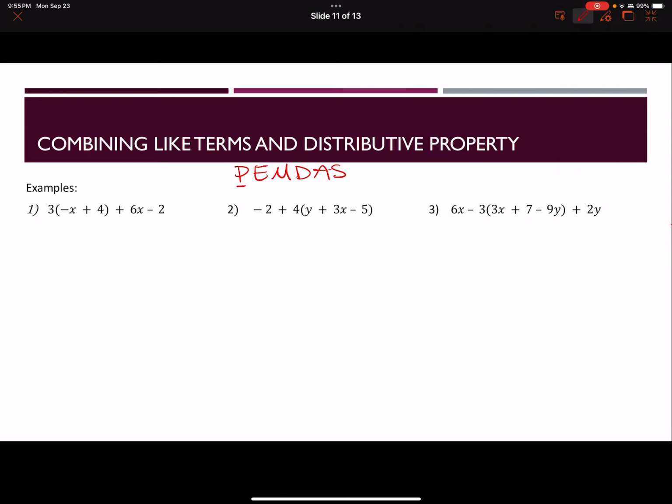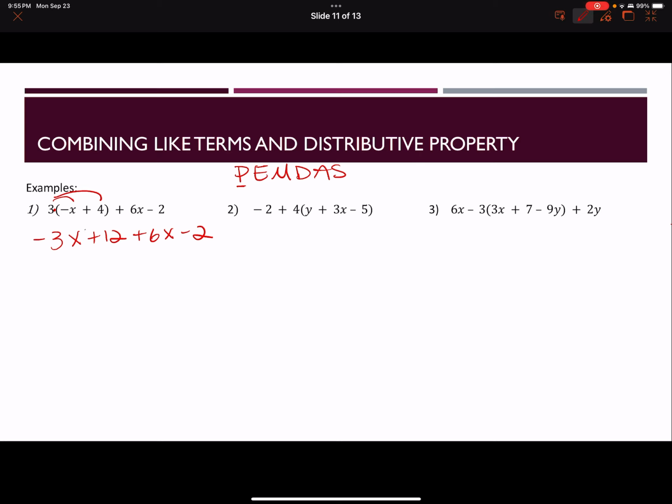E for exponents, no exponents to simplify. M or D from left to right, multiplication or division. That's where this distributive property comes in. This means 3 times that parentheses, so I'm going to distribute in, right? So this is negative 3x plus 12. I'm just going to rewrite and bring down the rest of those terms. And now the only operations I've left are addition and subtraction.